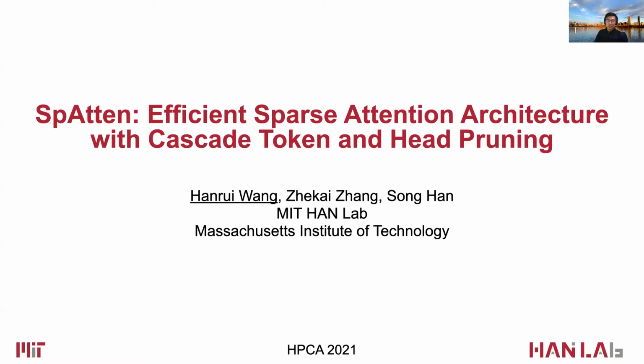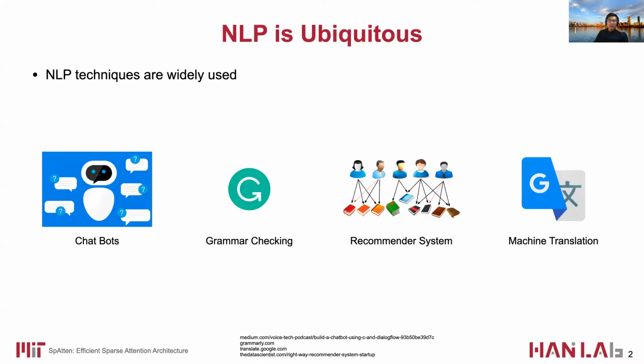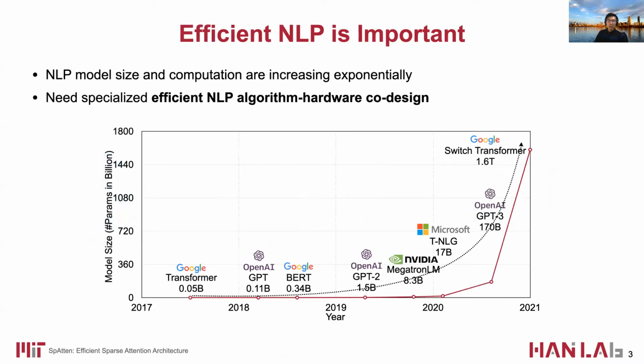I'm very glad to introduce our work on SpAtten, efficient sparse attention architecture with cascade token and head pruning. As we know, NLP techniques have been widely used in many real-world applications, ranging from chatbots to machine translation. Their impressive performance comes at the cost of low efficiency as the model size and computation are both increasing exponentially. Therefore, specialized NLP algorithm and hardware co-design is critical to solve this challenge.